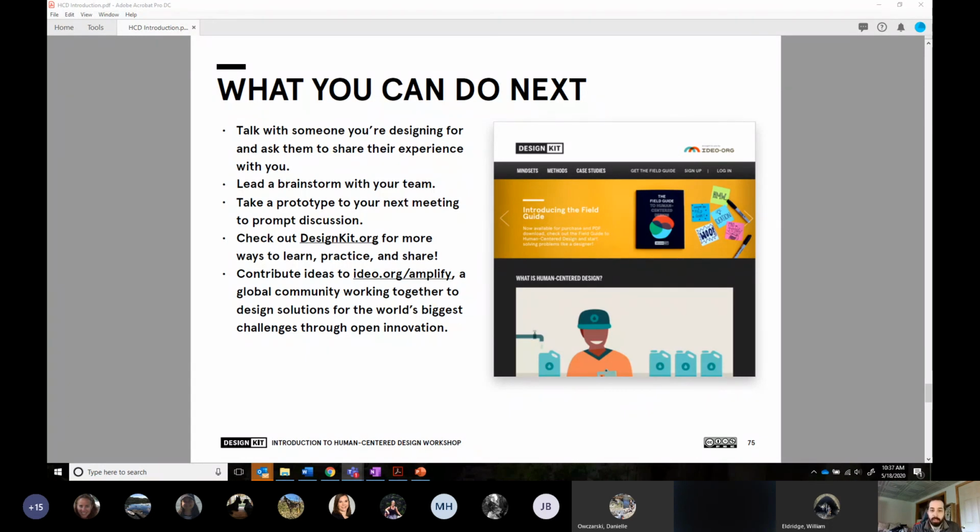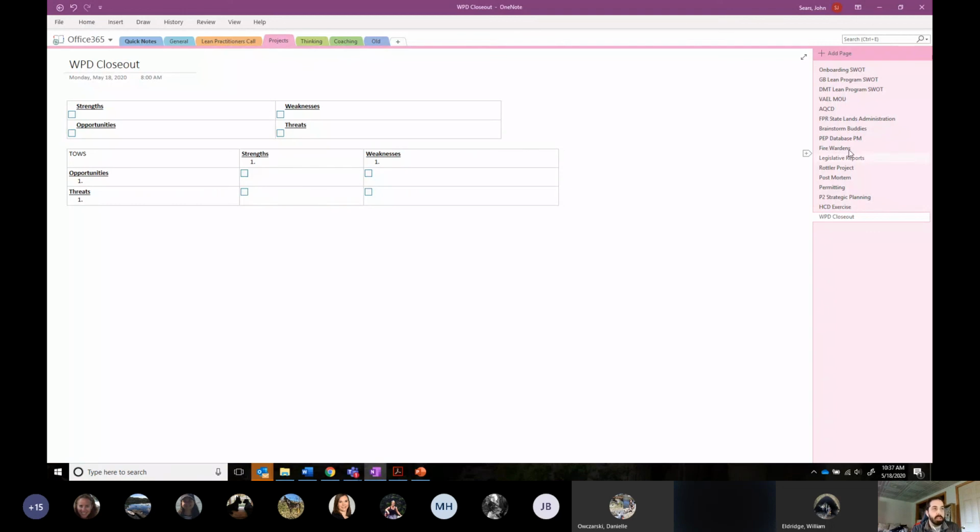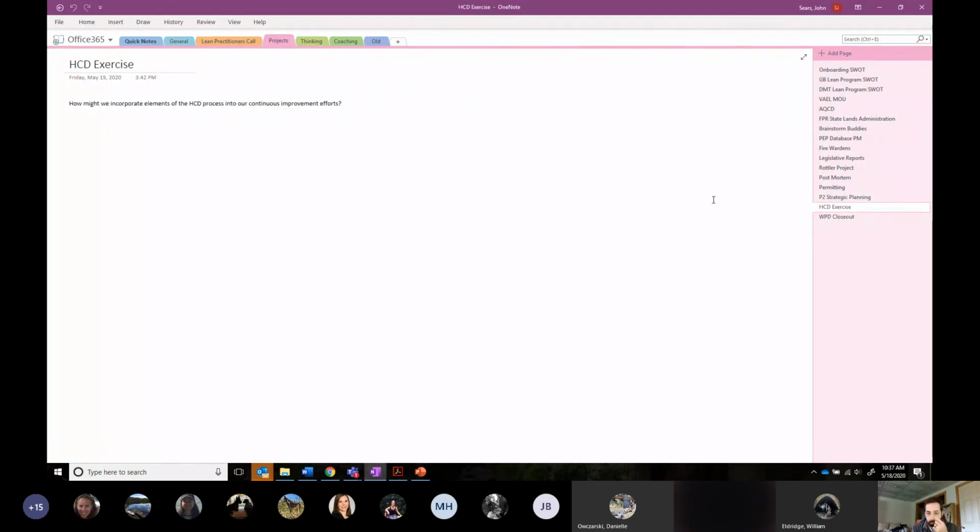All right, so let's put a little bit of human-centered design into practice. And feel free to continue asking questions, but I also want to engage in this exercise. So the question that I've phrased is, how might we incorporate elements of the human-centered design process into our continuous improvement efforts? Now, that's a question that has a lot of potential answers, but I am curious to hear your ideas. And remember, there's no such thing as an out there idea.